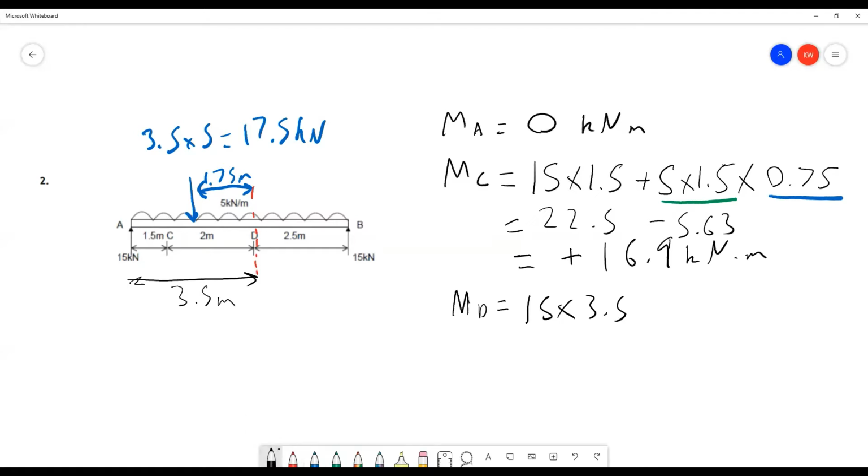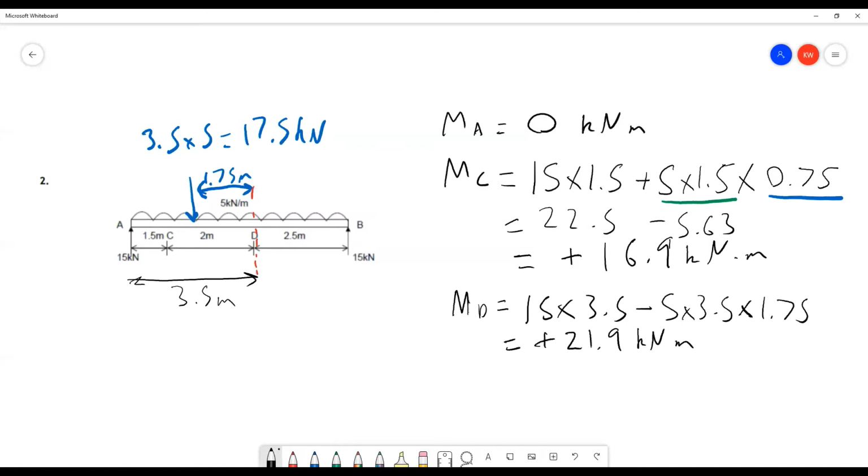So again, this is acting counterclockwise, so we're subtracting it. And what we're saying is it's a force of 5 for the UDL times 3.5, the length it's applied over, and we're multiplying it by the point we are experiencing it at, which is halfway between A and D, and we worked that out as 1.75 meters. I put that in. And once we put that into our calculator, it's going to come out as plus 21.9 kilonewton meters. So a positive bending reaction at point D as well.